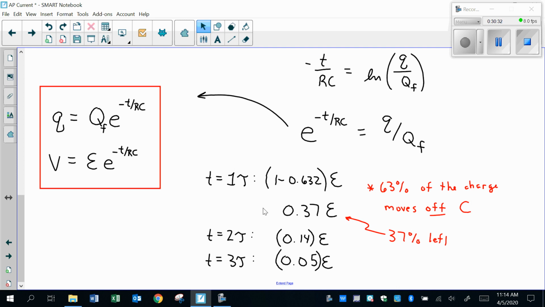So again, with the time constants, it's telling us what percentage has moved. And in the first time constant, we always have 63% of our charge has moved, whether it's moved onto the plates while charging, or whether 63% has moved off while discharging, leaving behind only 37%. So that's what those time constants mean. That's what they do for us.